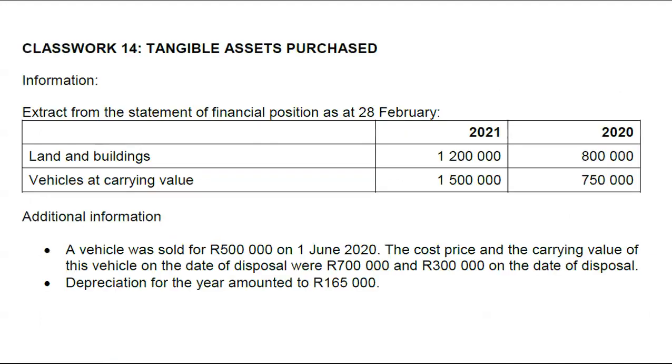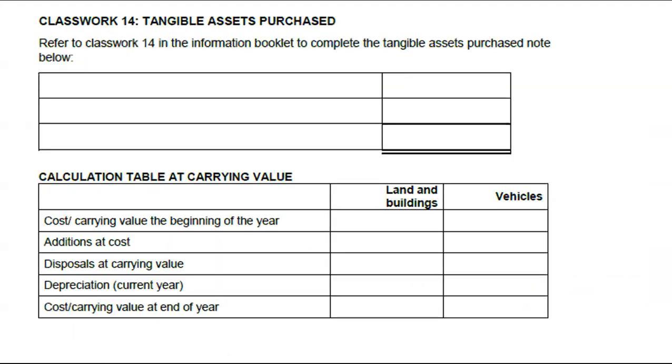Okay, try this quickly. Note that here we're given vehicles at carrying value. So when you use the formula, everything must be at carrying value. All right, so you basically will have to use the calculation table, and your calculation table will have to be at carrying value, except for land and buildings. Obviously, land and buildings, for now, for grade 12 level, it is calculated at cost price. Try it and check out solutions in the next video.